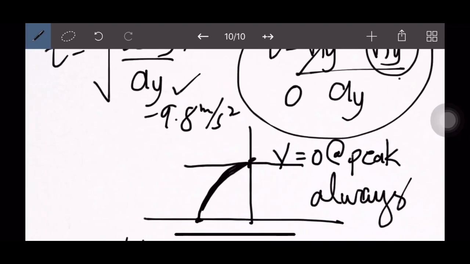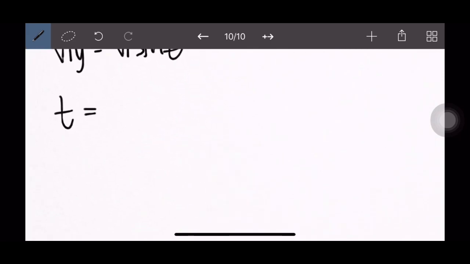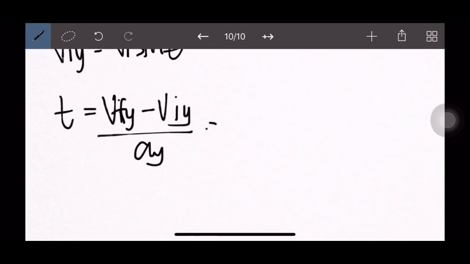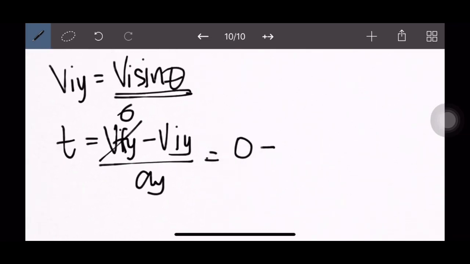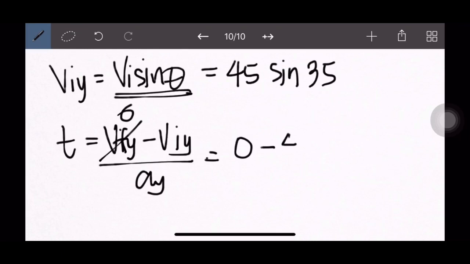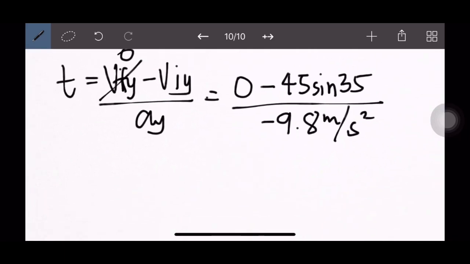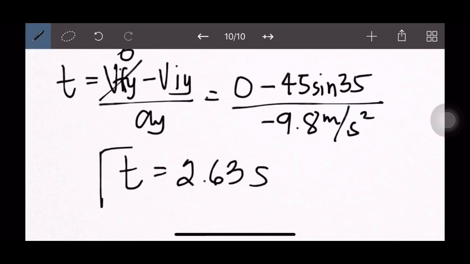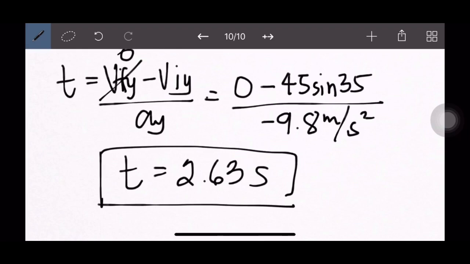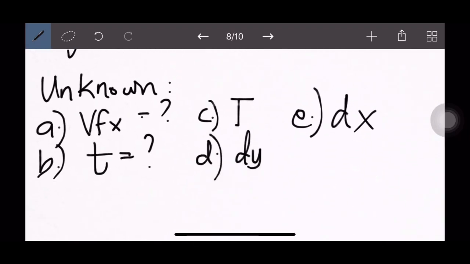We can solve for time already. So you have the time is equal to, again, let's write the formula, VFY minus VIY over AY. So since this is 0, let's put here 0 minus. So from the initial condition, this is 45 sine 35 degrees. So 45 sine 35 over the acceleration due to Earth's gravity, that's negative 9.8 meters per second squared. So the time at maximum height is going to be 2.63 seconds. Okay. So now this is solved.